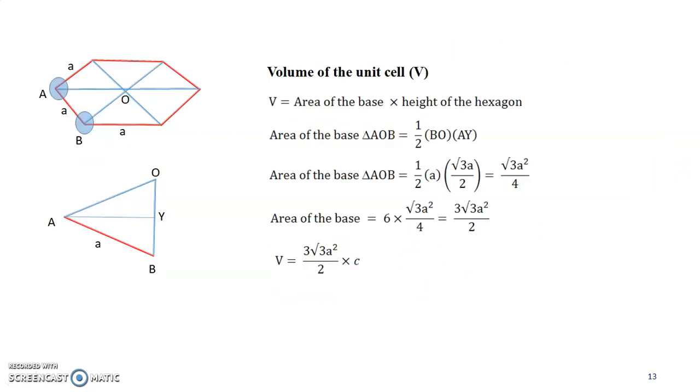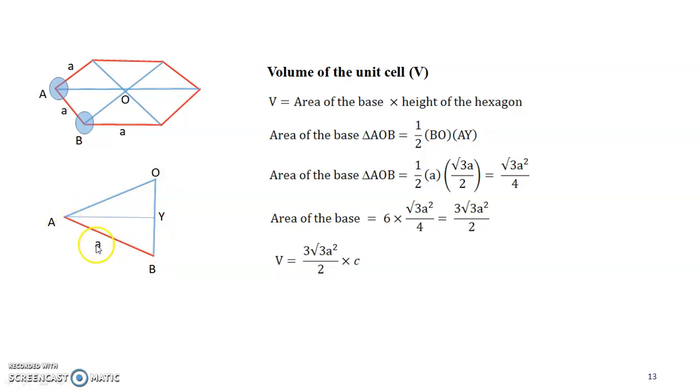Next, we are calculating the denominator, that is the volume of unit cell. This is the base plane. The volume of the unit cell is calculated using this formula, that is area of base into height of hexagon. It gives the volume of the HCP unit cell. First, let us calculate the area of base, that is triangle AOB. Area of triangle is half into base into height. Here the base is OB, height is AY. We are substituting these values.